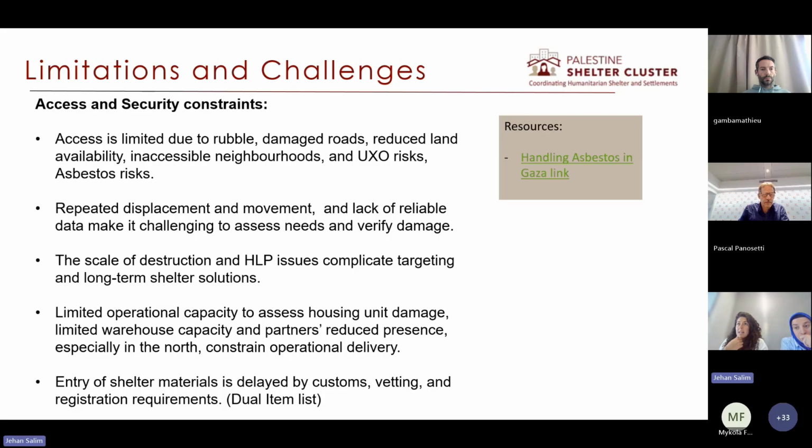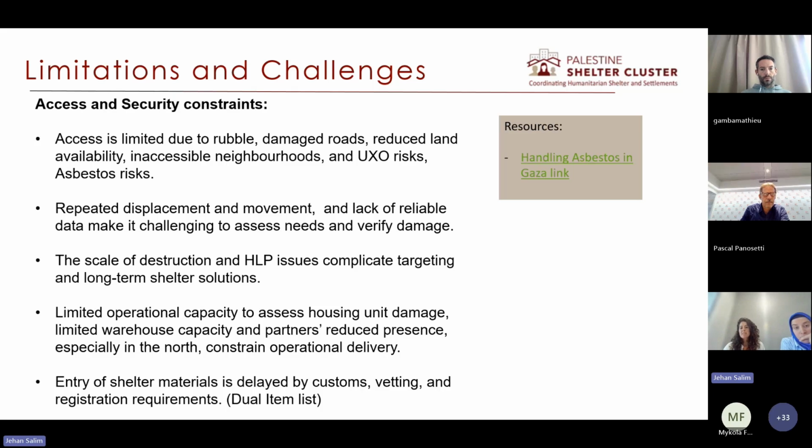So to move on to the limitations and challenges, because this would help understand why we have the solutions we have right now in Gaza for shelter NFI. All the roads are completely damaged. There hasn't been any improvement since the war, with the small efforts that are possible, as some agencies are working on improving it. So most of the neighborhoods are inaccessible, and there is unexploded ordnance, which makes it high risk to even try to deliver in these inaccessible areas. So it is a very high-risk area to work in.